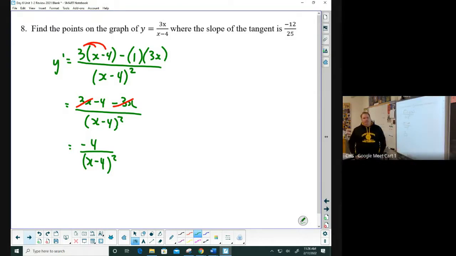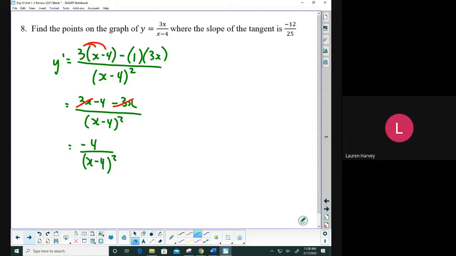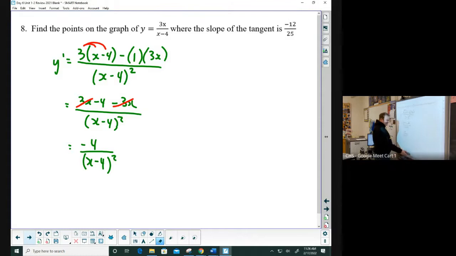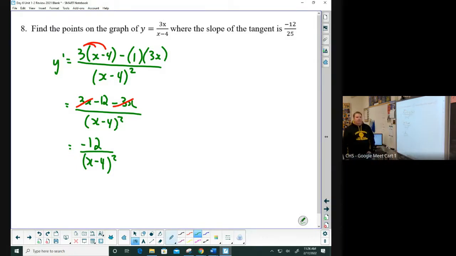Laura. I think the middle value might be -12. Look at you being really polite. I think it might be -12. You are correct. 3 times -4 is -12. All right. Thank you.